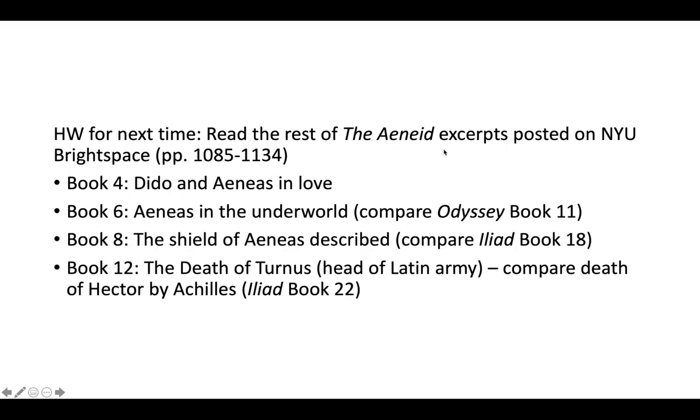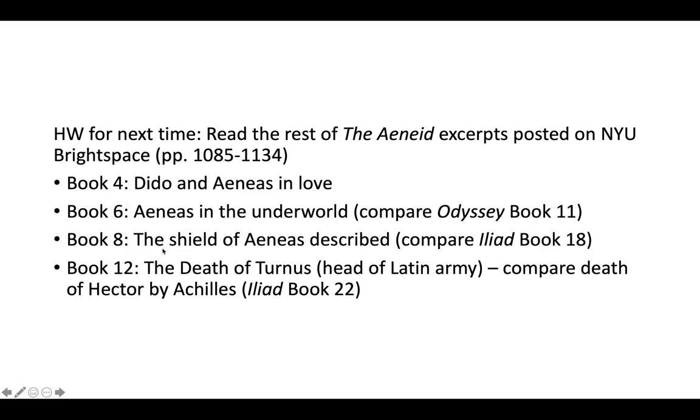Read the rest of the Aeneid excerpts I've given you, posted on NYU Brightspace. Here's a brief summary of the books left to read. Book four, Dido and Aeneas fall in love. After he tells her the story of Troy, he falls in love with her, she falls in love with him. It's kind of interesting and beautiful, but also very tragic. In book six, Aeneas goes to the underworld. Compare this moment to the underworld in the Odyssey, when Odysseus visits the underworld and confronts people from his past. Aeneas will do the same.